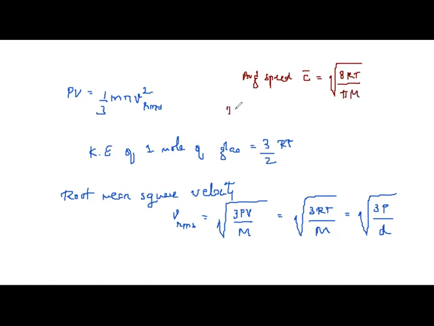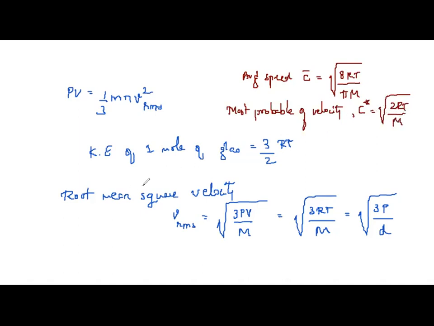Most probable velocity of the molecules according to the kinetic theory of gases is written as C asterisk, and that is equal to root of 2RT upon M. So these all are the equations.